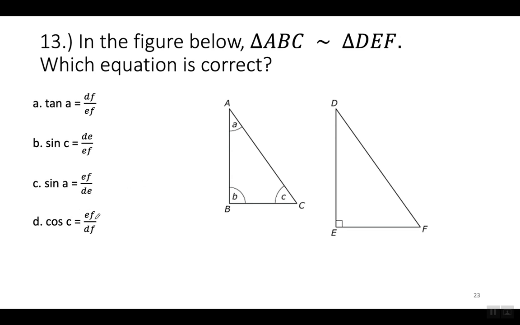The last one: the cosine of C is the same as the cosine of F. And the cosine of F, cosine is adjacent over hypotenuse, so it would be EF, which is the adjacent side, over the hypotenuse, which is DF. And this one is correct, because the cosine of C has to be the same as the cosine of F.